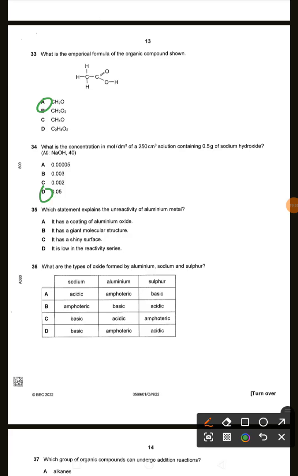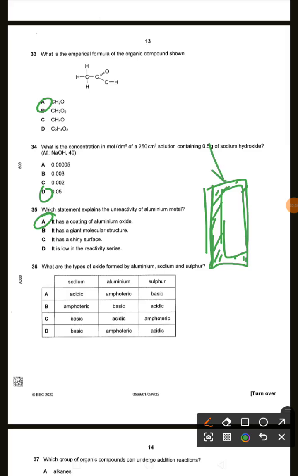Number 35. Which statement explains the unreactivity of aluminum metal? Remember, it doesn't react because it has a coating of aluminum oxide, a very, very strong oxide layer. This prevents any further reaction of the fresh aluminum with oxygen or anything that can be corrosive. So when you have aluminum, on the outside you have this oxide layer, which stops any further oxidation by atmospheric oxygen. Then this aluminum remains fresh. Fresh means it remains as the aluminum metal, not bonded to any other species of atom.